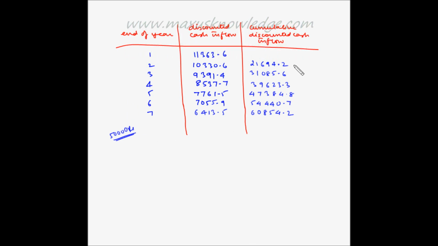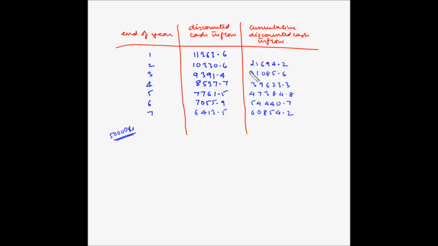So if you look at the cumulative discounted cash inflow, we would be recovering 47,384.8 rupees at the end of the fifth year. And we would be recovering 54,440.7 rupees at the end of the sixth year. So we are recovering 50,000 rupees somewhere during the sixth year.